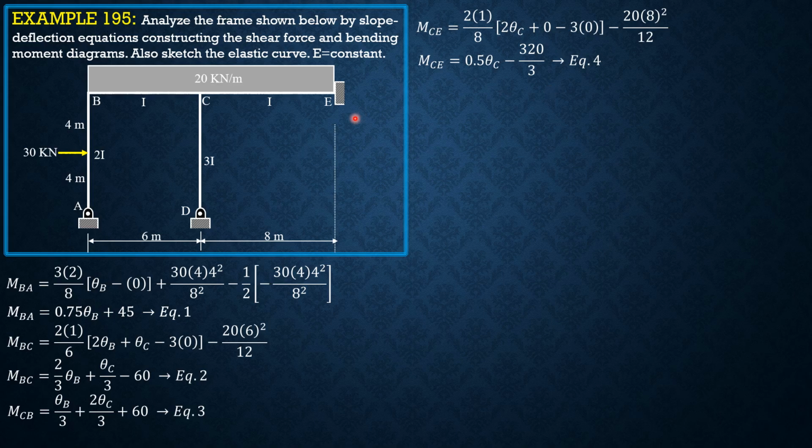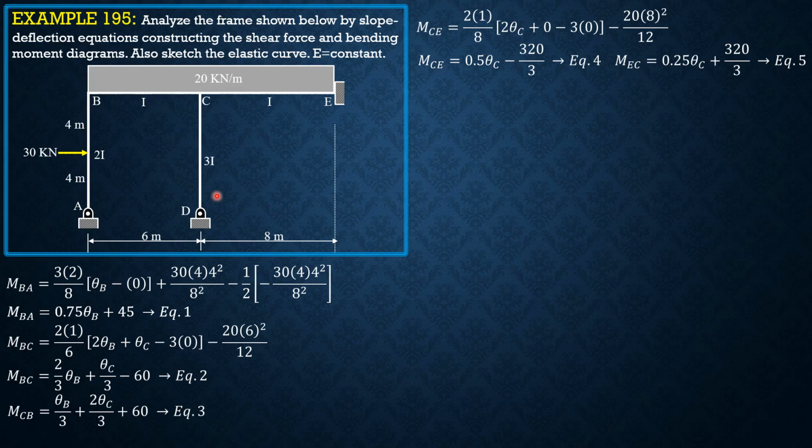Then EC, so you double theta C, E, which is 0. So theta C will now just be 0.25 theta C. Then because of symmetry, the fixed moment at E, or EC in particular, is positive 320 over 3. So that's the equation for moment EC.